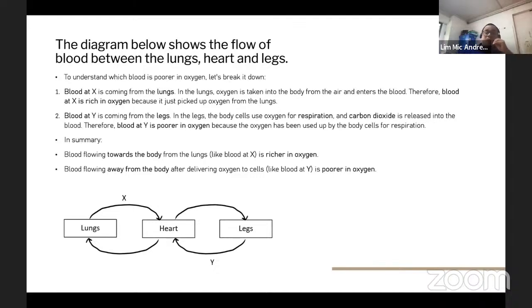So in summary, based on this diagram, always remember these two pointers for the human transport system. Blood flowing towards the body from the lungs, like arrow X, is always richer in oxygen. The second concept is that blood flowing away from the body after delivering oxygen to the cells, like the blood in arrow Y, is poorer in oxygen. By understanding and remembering these two concepts, you can answer this question very well.